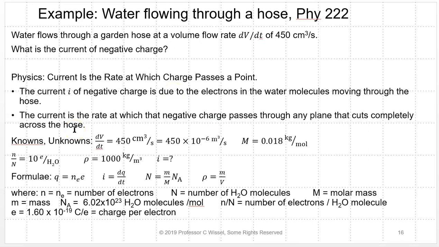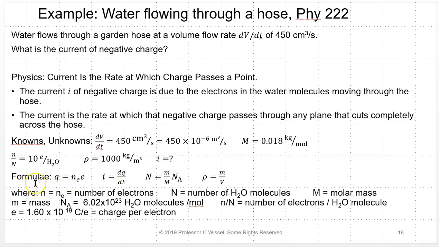The physics of this is that the current is the rate at which charge passes a point. The current I of negative charge is due to the electrons in the water molecules moving through the hose. The current is the rate at which that negative charge passes through any plane that cuts completely across the hose. The unknowns: dV/dt, the volume flow rate, is 450 cubic centimeters per second, and we convert that to SI, 450 times 10 to the minus 6 cubic meters per second. The molecular weight of water is 0.018 kilograms per mole. You can look that up off the periodic chart or in a chemistry book. Little n over big N is 10 electrons per water molecule. Rho, the density of water, is 1,000 kilograms per cubic meter.